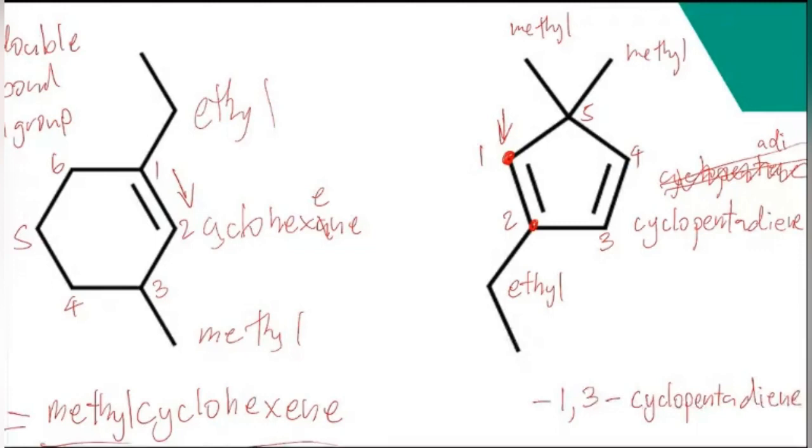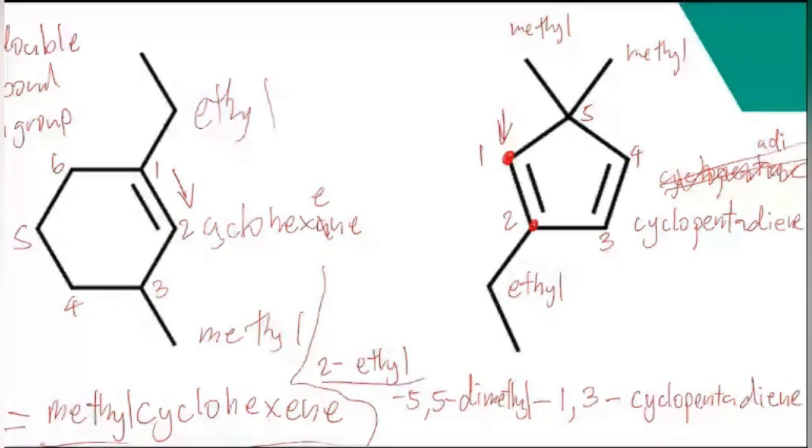So location of these methyls are in carbon 5 and carbon 5. Then after it, you write ethyl. Then location of ethyl is in carbon 2. So take note of that. The name of our hydrocarbon now is 2-ethyl-5,5-dimethyl-1,3-cyclopentadiene. So 2-ethyl-5,5-dimethyl-1,3-cyclopentadiene. So again, in this case, the double bonds have higher priority than the location of the alkyl groups. Okay?